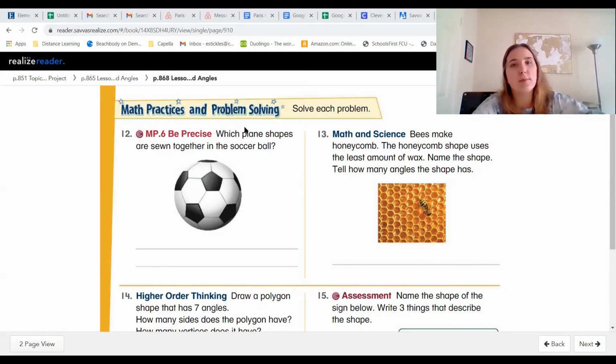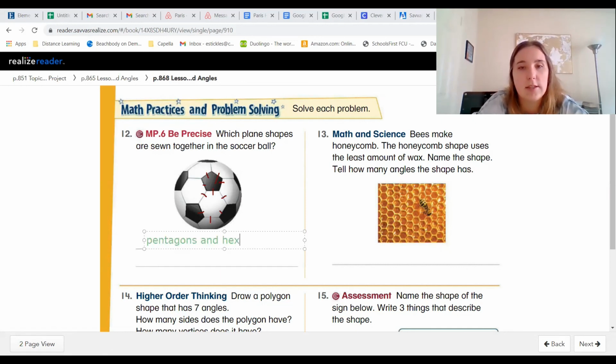Okay, let's look. So I'm going to grab my little pen here. I'm going to count the sides of my white shape. So I have 1, 2, 3, 4, 5, 6 sides, and I see 6 corners and 6 angles. So that would mean that this one is a hexagon. And then this shape has 1, 2, 3, 4, 5 sides, which would make it a pentagon. So our soccer ball is made up of pentagons and hexagons. Pretty cool. Now you know every time you look at a soccer ball, it's pentagons and hexagons.